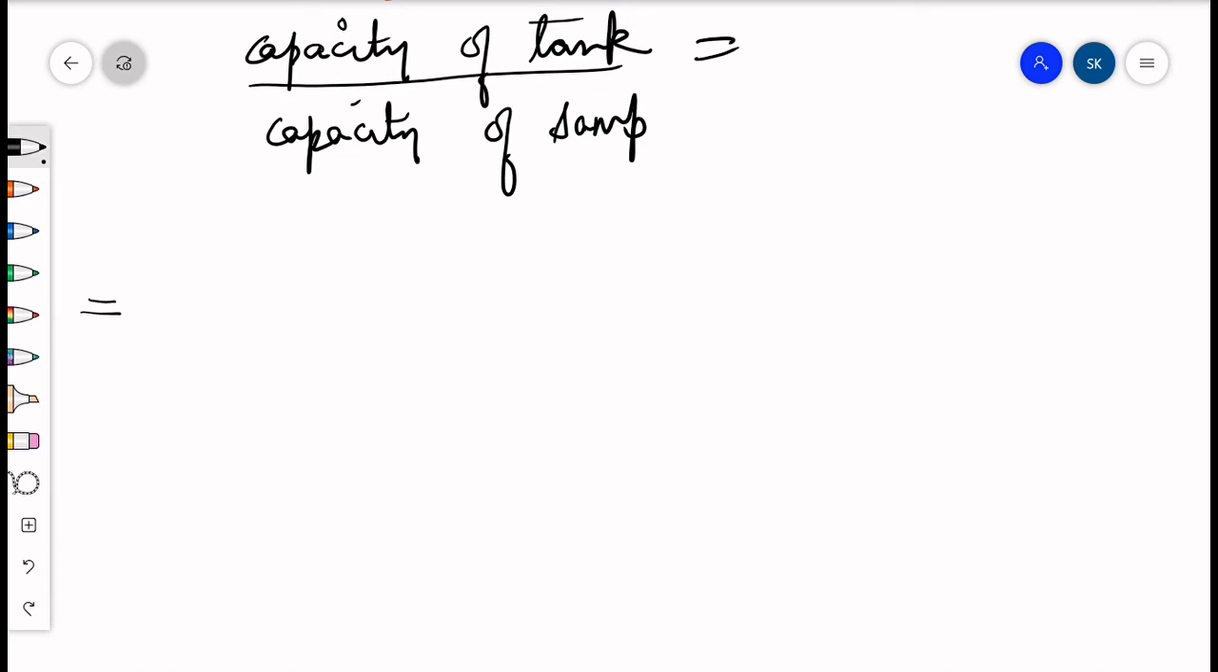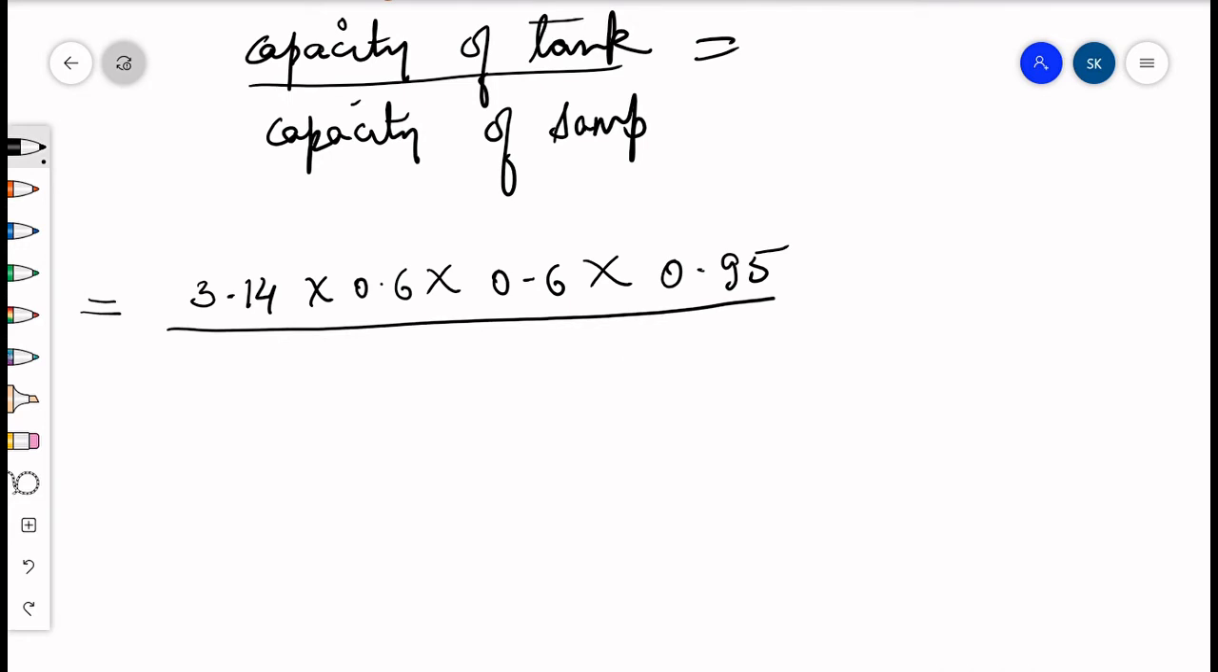That's why I'll put numbers here. So capacity of tank is 3.14 into 0.6 into 0.6 into 0.95, divided by 1.57 into 1.44 into 0.95.